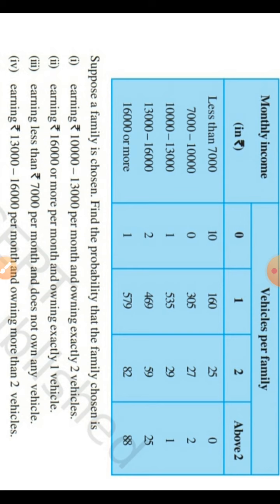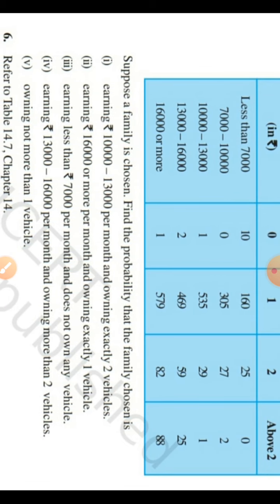You understood? Why? Look at just the question and the table. In the question, a particular income group and a particular number of vehicles is specified. So a particular income group means the third row and a particular number of vehicles means the third column. So 29 families are of this type.